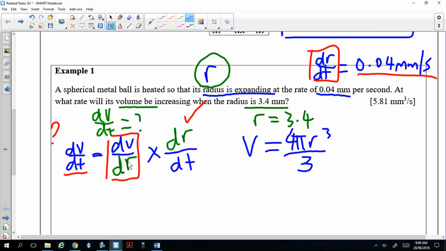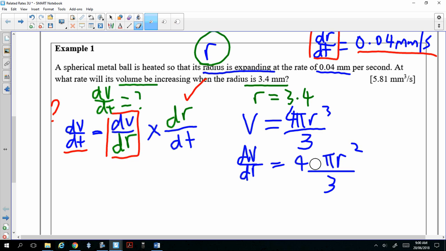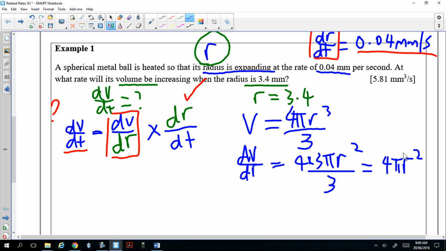So to find dV/dr, we have to differentiate V with respect to r, which is equal to 4 times 3πr² over 3, which is, oops, I got the 3 there, 4 times 3 over 3, which is equal to 4πr². That's the dV/dr. So you're going to substitute both of these into the formula. Okay, this and this.